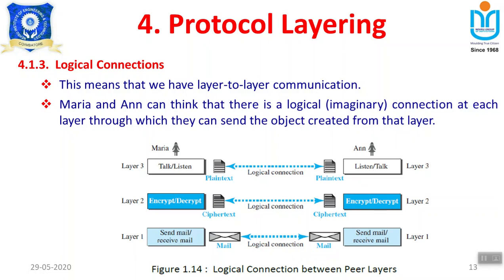So in this protocol layering, what have we discussed? We discussed what a protocol is and why we need protocol layering, and also we discussed the standards, why we need standards and what the two different mechanisms available in standards are, and we also discussed what the logical connection is. So these are the things we have discussed in this protocol layering mechanism.